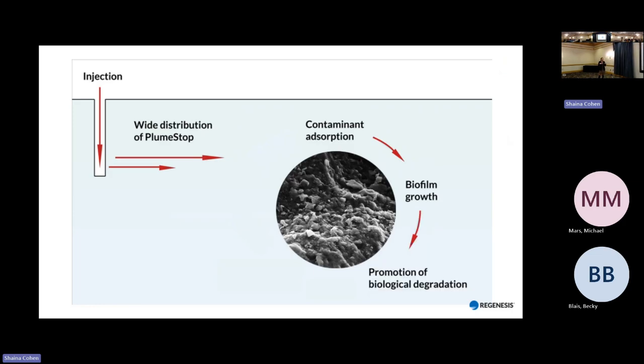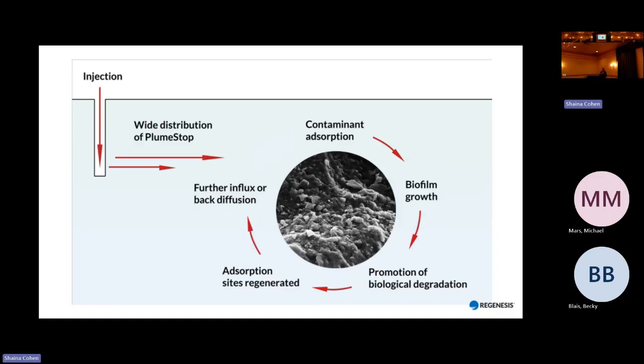So we have that promotion of the biological degradation, and this is, again, in all likelihood a combined remedy approach, where you're co-applying with some sort of electron donor or electron acceptor, or maybe some sort of abiotic mechanism. But in any case, those sorption sites are regenerated as we degrade those contaminants into things that are not readily sorbed to activated carbon. And then as contaminants continue to either flux in from up gradient or diffuse back out from some of those lower permeability zones, you have the activated carbon still present and ready to absorb those contaminants, and the cycle can continue on.